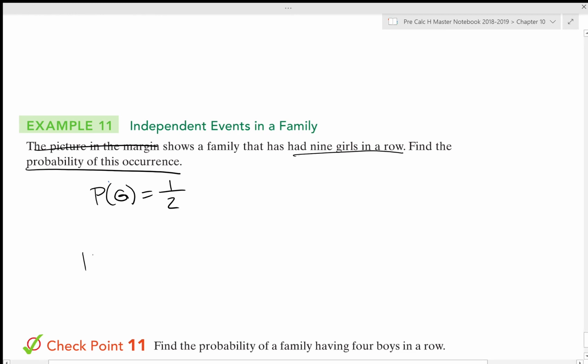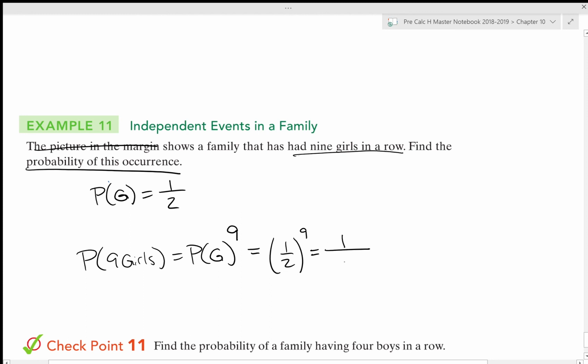So, if I want to know the probability of getting 9 girls, I'm going to take the probability of getting a girl, and I'm going to multiply it by itself 9 times. So really what you could do is just put it to the 9th power, since it is the same exact probability over and over again. So it's 1/2 to the 9th, and what you will get when you do this is 1 out of 512. Not great odds, but the thing you need to remember, though it is a slim chance, it's still possible. Okay?